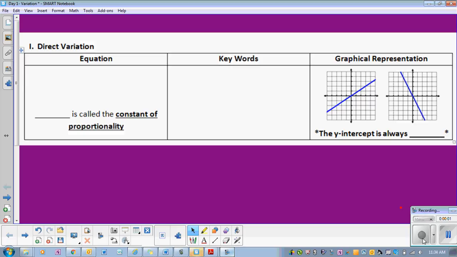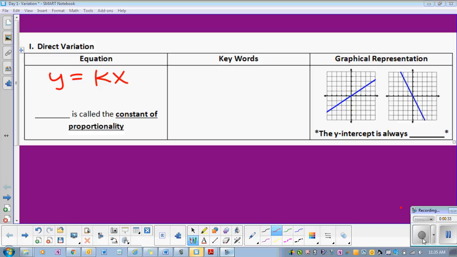So Unit 6, our first lesson is on variation, okay? There are different types of variation relationships. The first one that we're going to look at is direct variation. So what is my equation for direct variation? y equals kx. It's like a direct, straight line. It's kind of what I think of, okay?